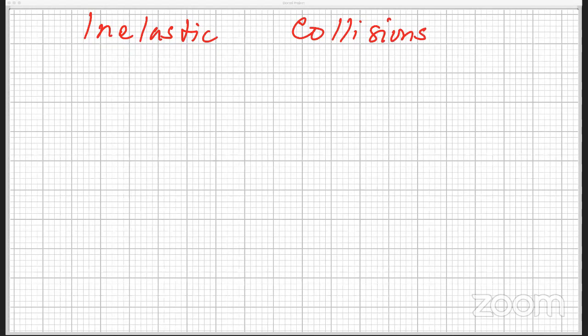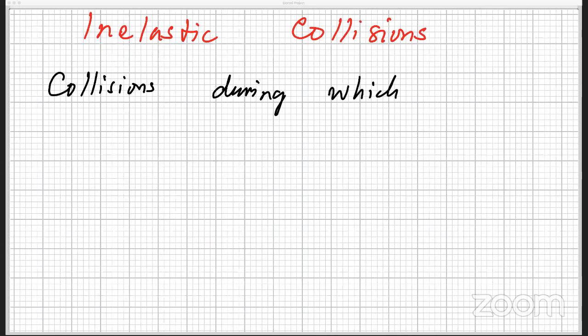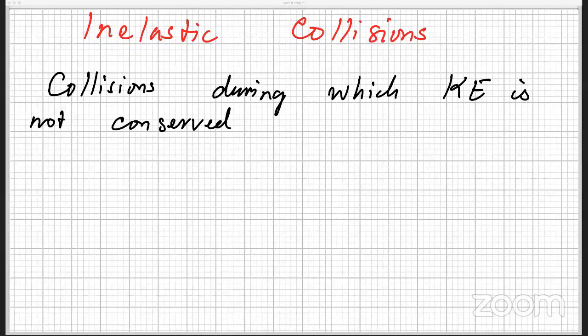So the second type of collision is inelastic. As you will guess, these are collisions during which kinetic energy is not conserved. Again, take note of the phrasing. It says kinetic energy is not conserved. It doesn't say energy is not conserved, because energy is always conserved, okay? If the energy changes, it means some has been converted to another form. You cannot create or destroy energy.